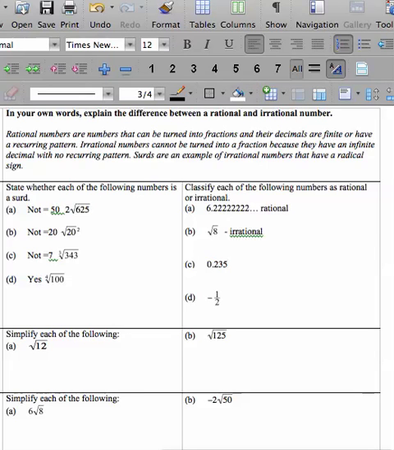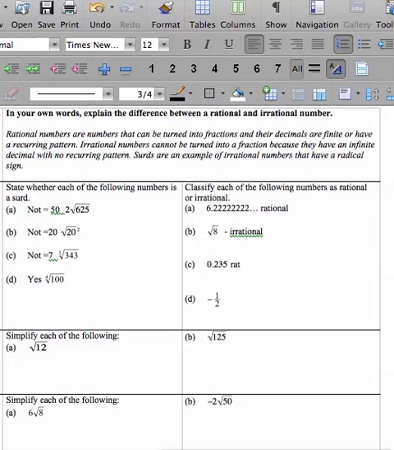The decimal stops. Our explanation here uses the keyword finite. So therefore, because it stops, it's rational, and this can be turned into a fraction. And with D, we've got a negative half. It's already a fraction, so straight away we know it's a rational number. Okay, so the only irrational number was the square root of 8, which is a surd.